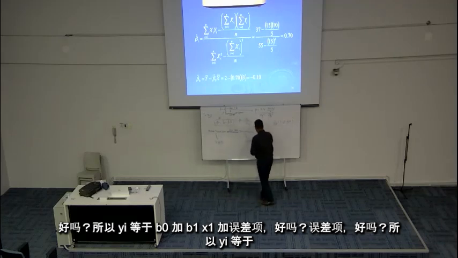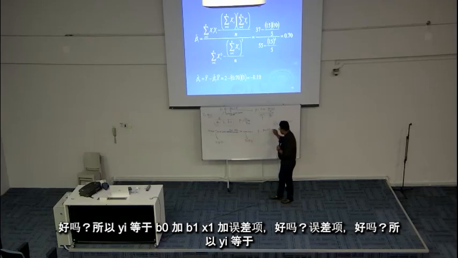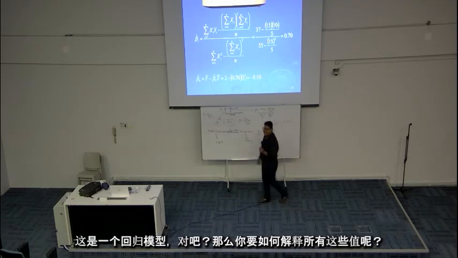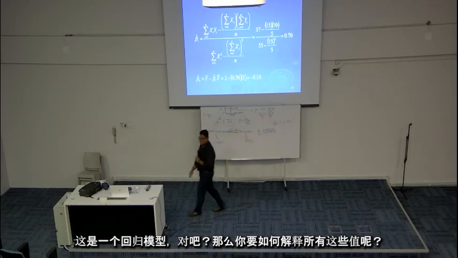So Yi is equal to B0 plus B1 X1 plus the error term. What is B0 here? B0 is equal to negative 1.10, plus, what is B1? 0.70 X1, plus the ei. That is the regression model.